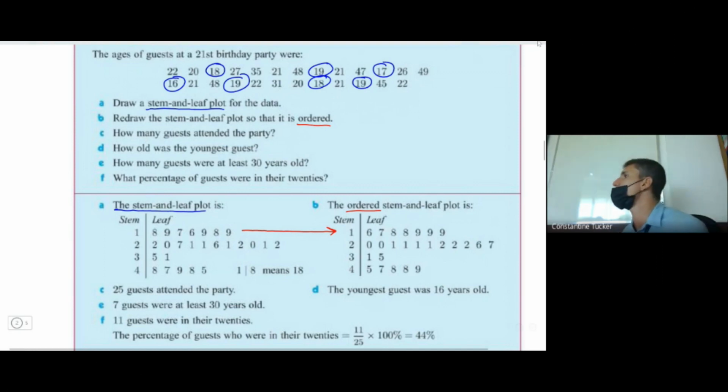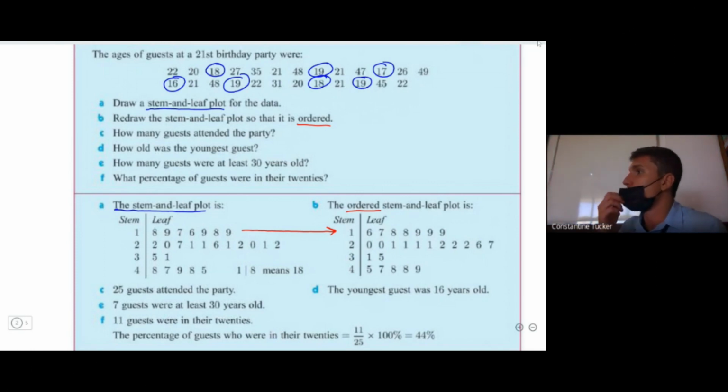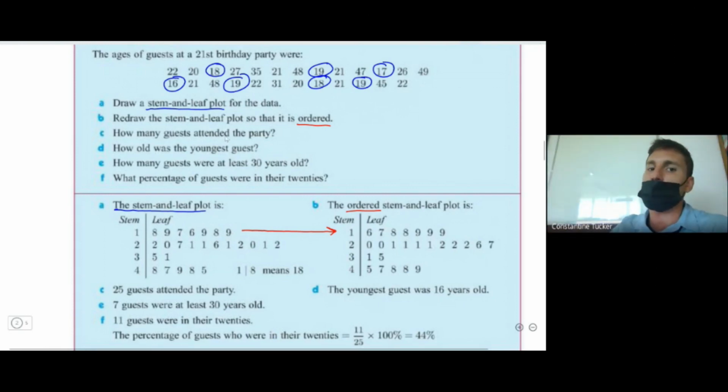How many guests attended the party? Well, did we need the stem and leaf plot to say how many guests attended the party? No. The answer is no. But good try. Very good try. How many guests attended the party? What do we need to do here?